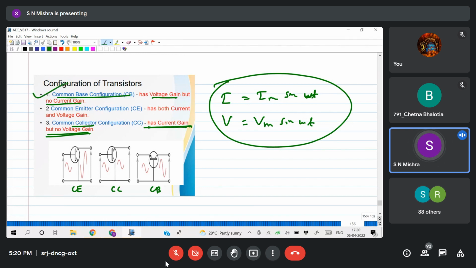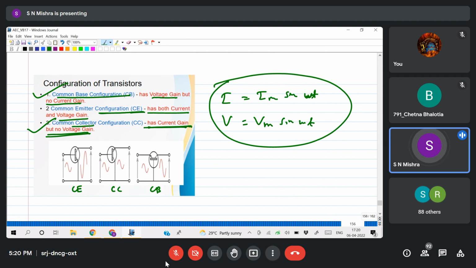So if I specifically require to amplify voltage signal or current signal, I can use common base or common collector. But common emitter is the most preferred configuration because it will have voltage gain as well as current gain. Okay, it will have both voltage gain and current gain, and you can also amplify the power because P equals V into I. So out of these three configurations, common emitter is the most suitable and most preferred one.